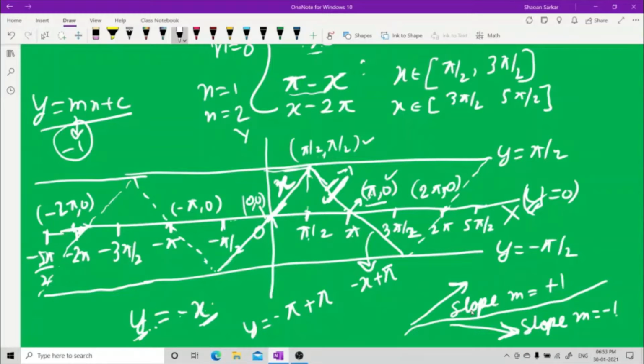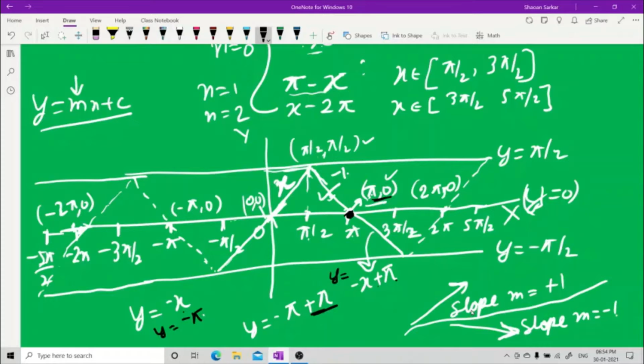Now what I want to tell you is the slope of this line is -1. So you put this -1 here in this part. You got y equal to minus x. But in this portion, you are getting (pi, 0). So if you put pi here, what will happen? Minus pi. So what should be added to minus pi to get 0? You have to add plus pi. So the equation will be y equal to minus x plus pi.